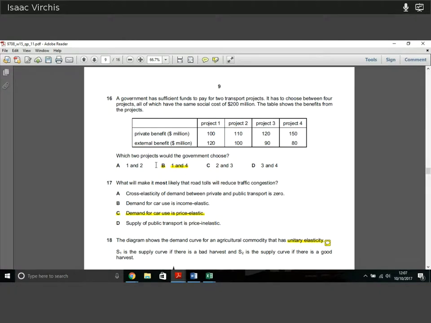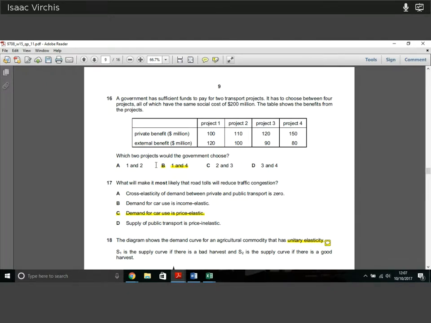So you can see that in project one, it's $220 million. In project two, it's $210 million. Project three, $210 again. And project four, it is $230 million. So you're going to choose the two with the highest social benefits, and those are project one and project two.